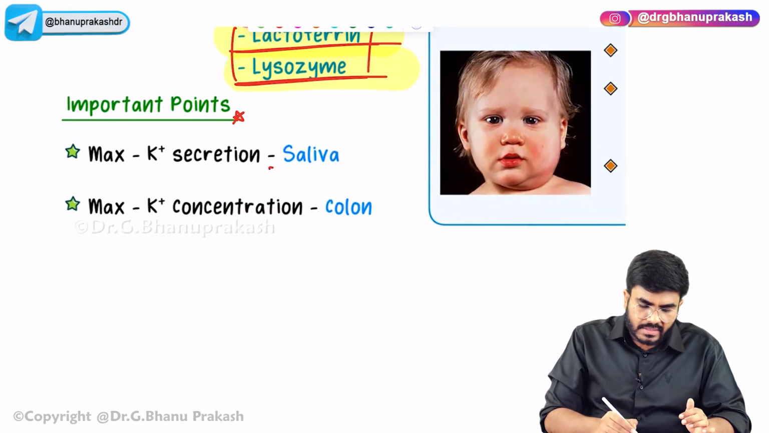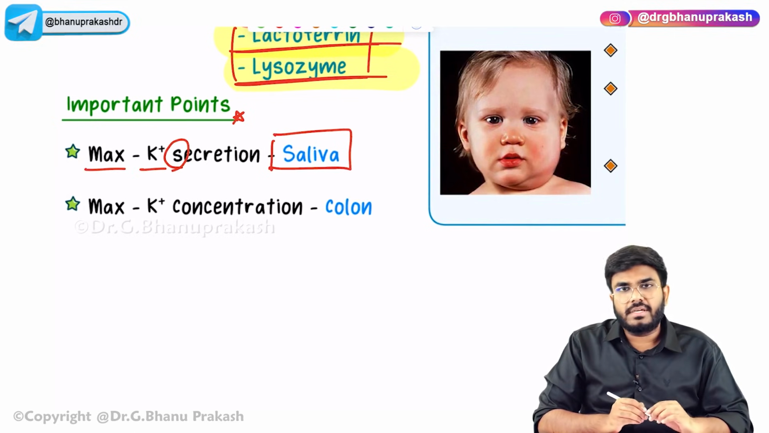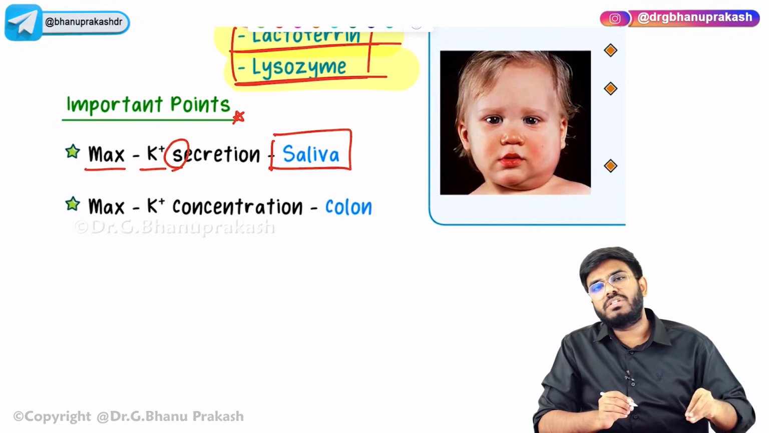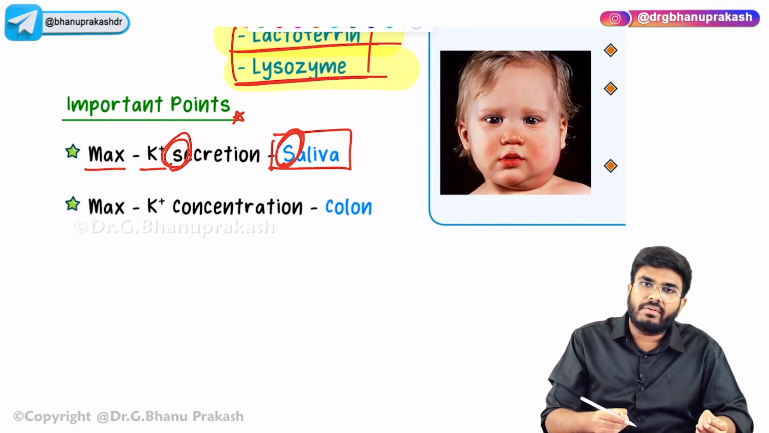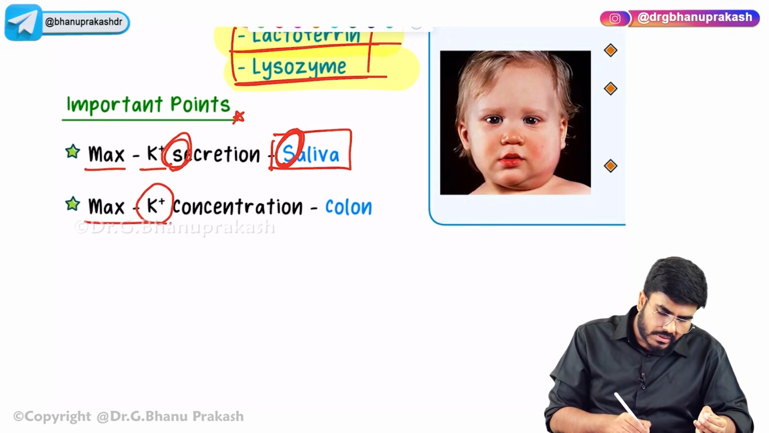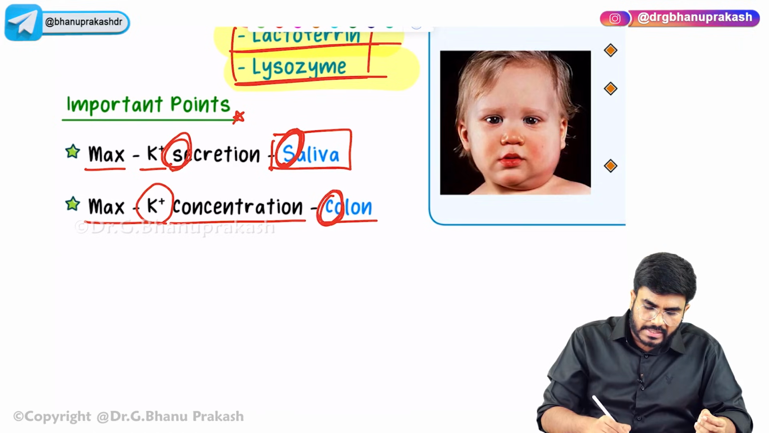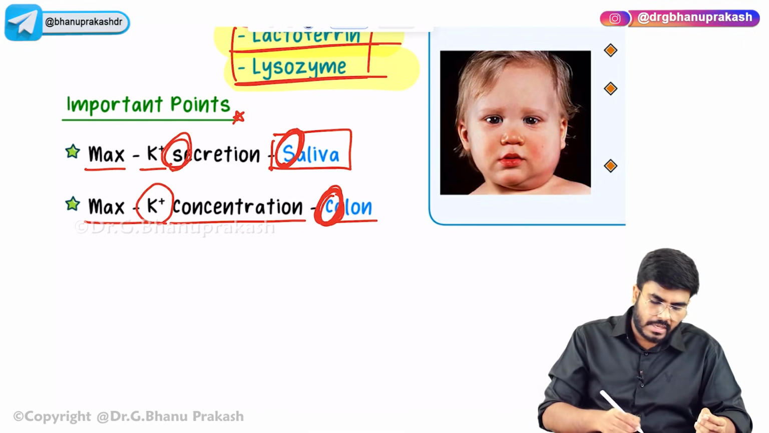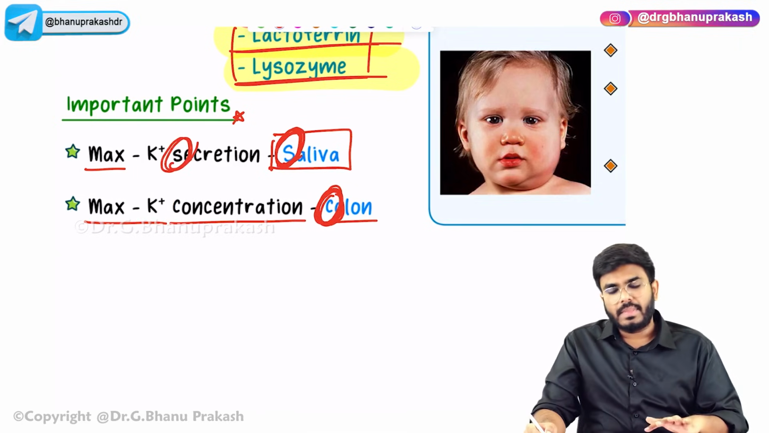see, saliva, there are some single units were there. Maximum potassium is secreted into which body secretion? If they ask you, maximum potassium will be secreted into which body secretion? It is secreted into saliva. But maximum potassium concentration is present in which body fluid? It's the colonic fluid. So colon contains maximum potassium concentration. Maximum potassium secretion is into saliva.